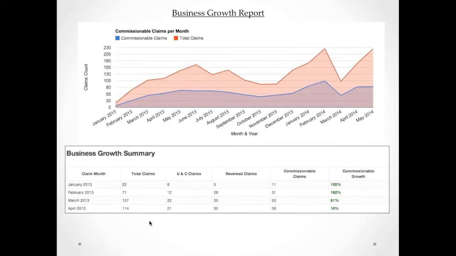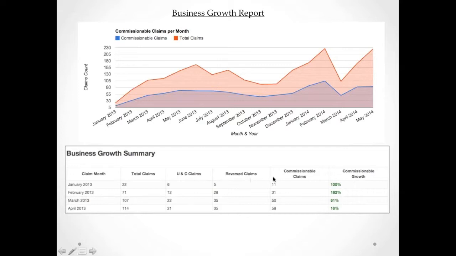When you click on the Business Growth Report, it's going to display the graph that you saw on your homepage, as well as information regarding the summary of your business growth. So you can see here the various columns: the claim month, the total claims for that particular month, the UNC claims, meaning the usual and customary claims. These are claims where the cardholder did not save money.